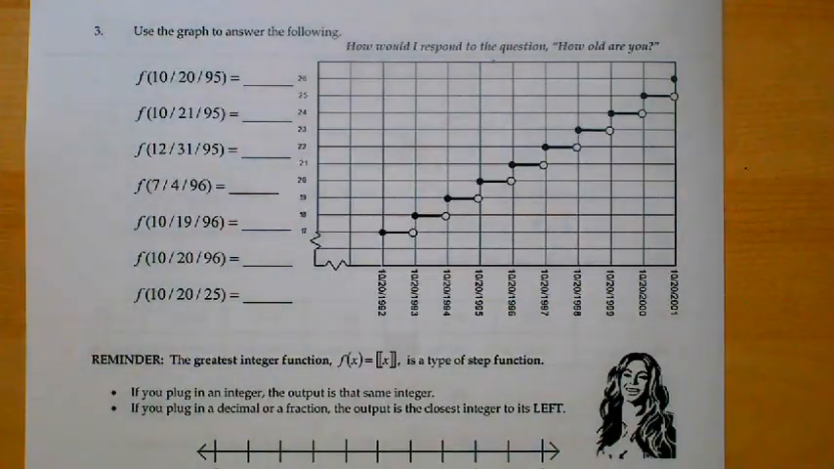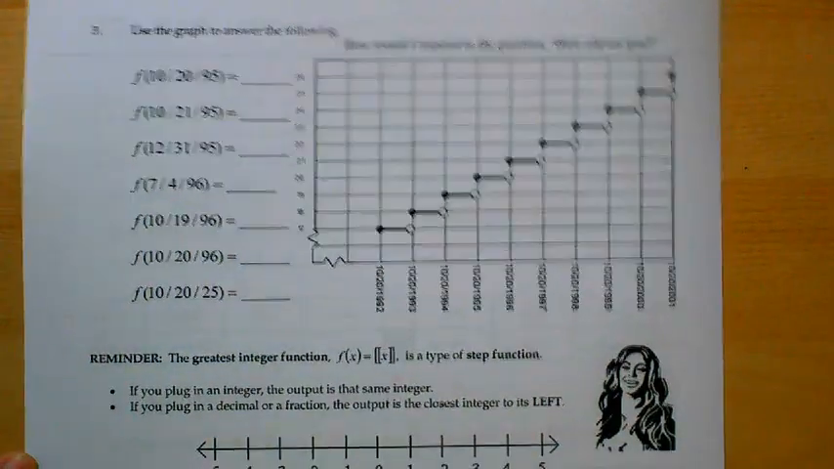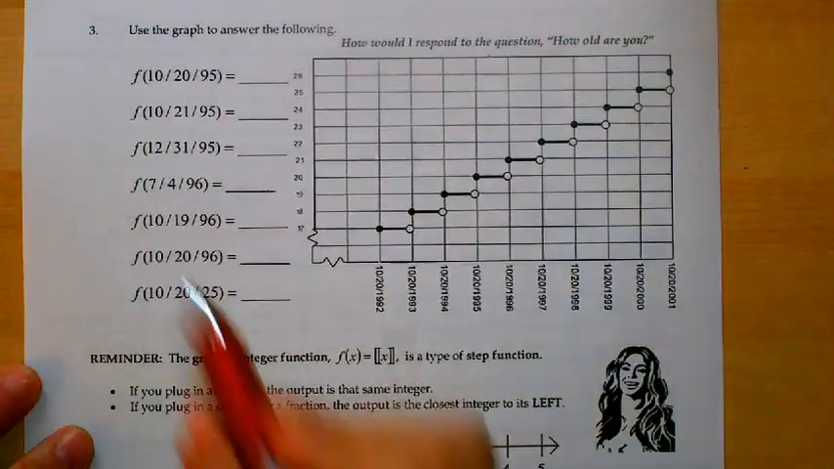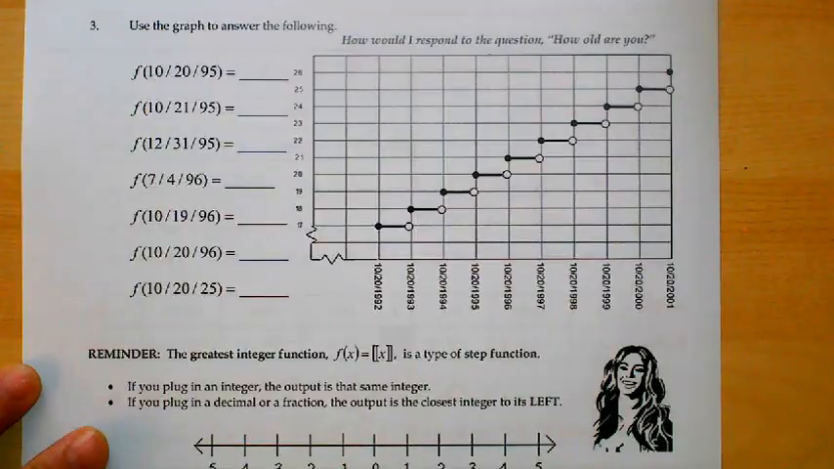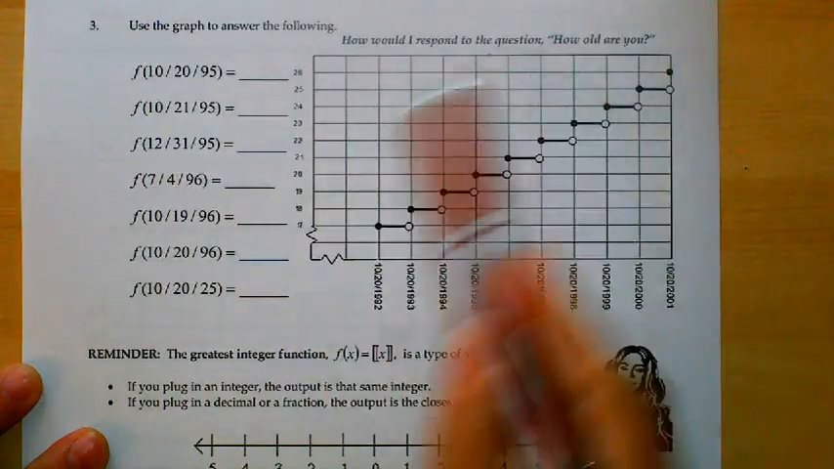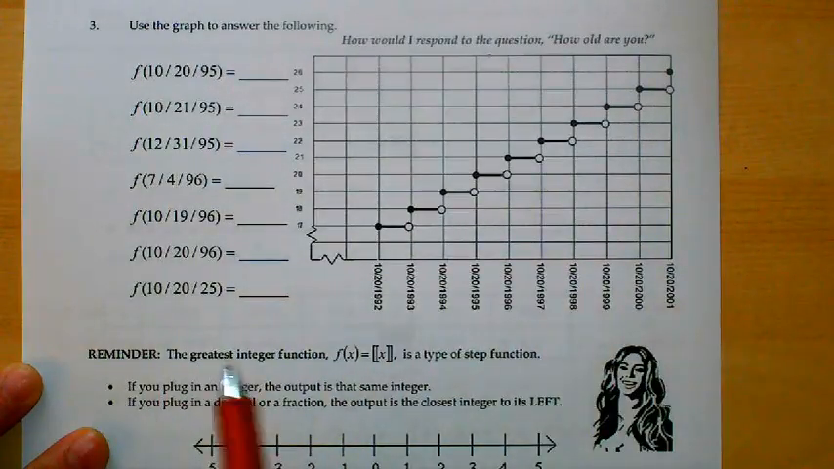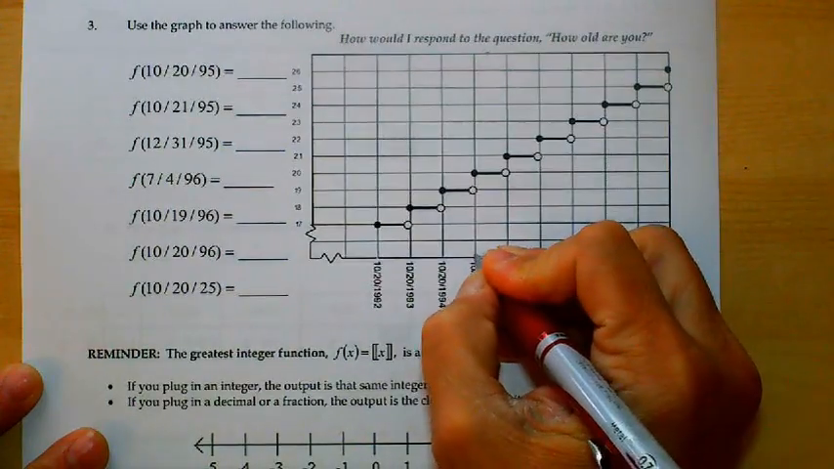So let's take a look at the first one here. I'm going to input the date October 20th, 1995 into this function, which is graphed here. So we've got to find October 20th, 1995 right there.